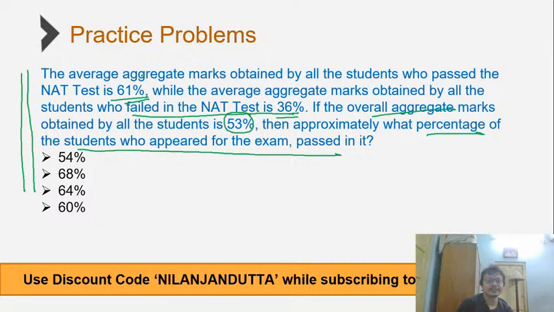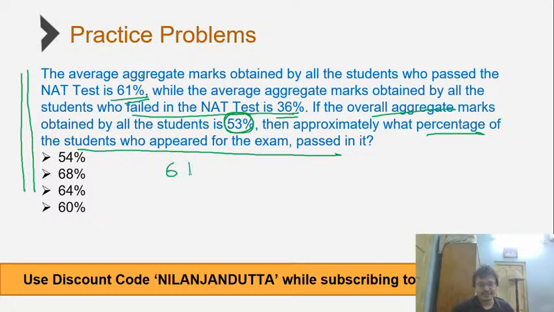So this is a question that you can say comes from either averages or from the topic of allegations, mixtures and allegations, where you have two varieties of students, one who's passing the test, the other who's failing the test, and the third one is talking about the combination. Combine all of them, what are the overall aggregate marks? So again, you can take a minute or a minute and a half to try and solve this question by pausing the video at this juncture.